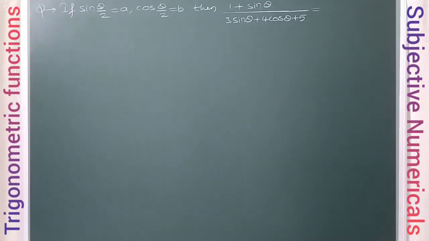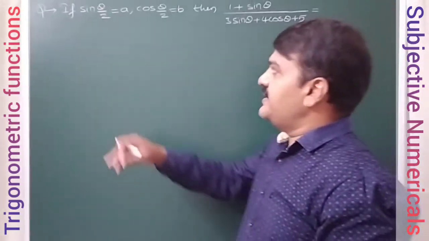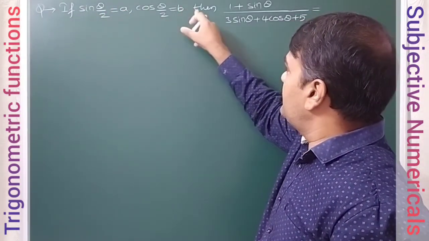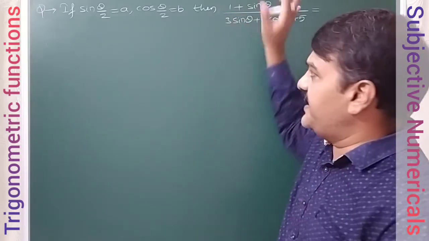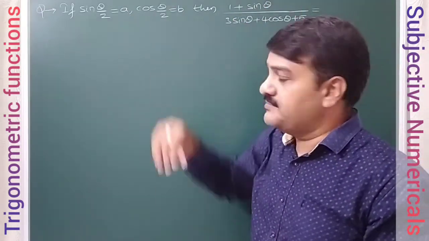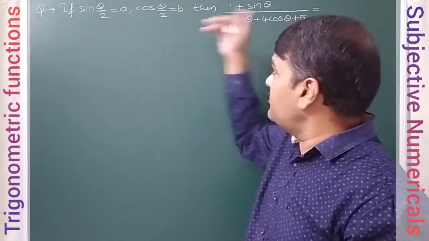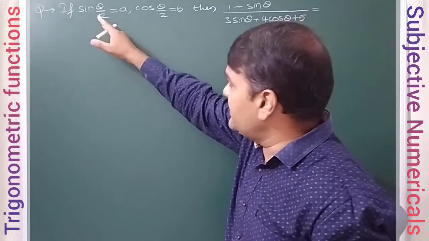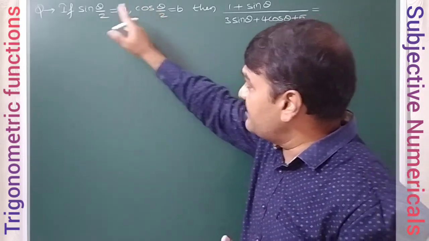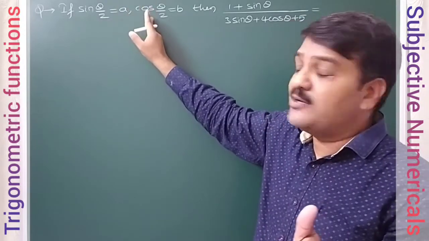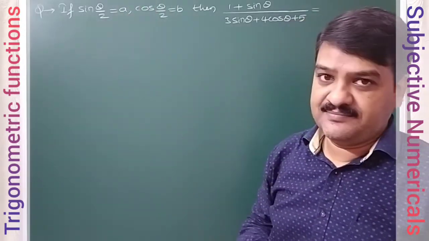Okay, so here is the next question on board. Sin theta by 2 is equal to A, cos theta by 2 is equal to B. Then this is what we have to find. And of course the answer must be in terms of A and B. Because these are mentioned as A, B, your answer must be in terms of A and B. And clearly here sin theta by 2, cos theta by 2, if you divide these two, sin by cos, tan theta by 2, A by B you will get.